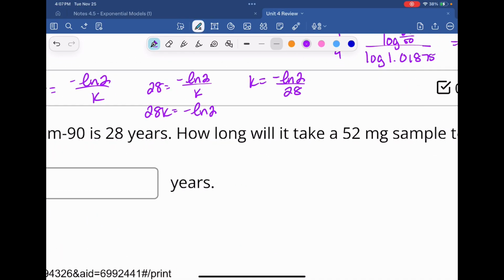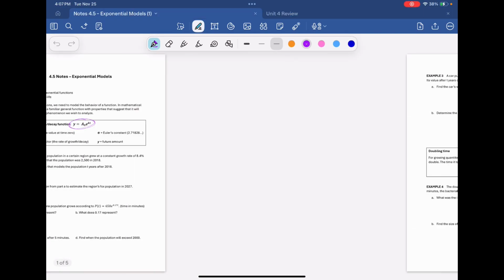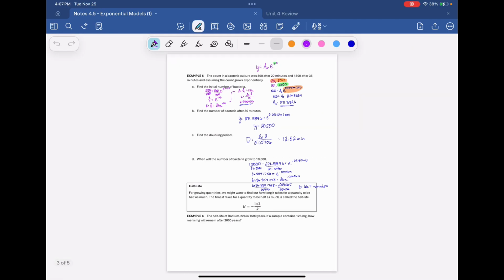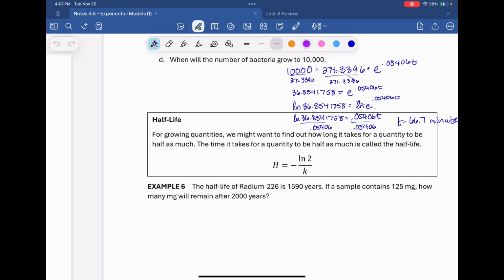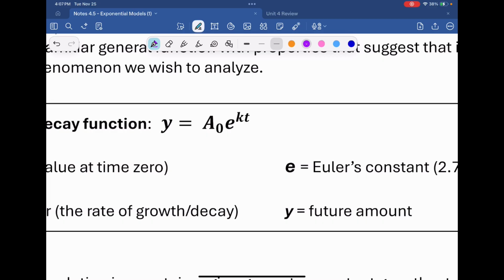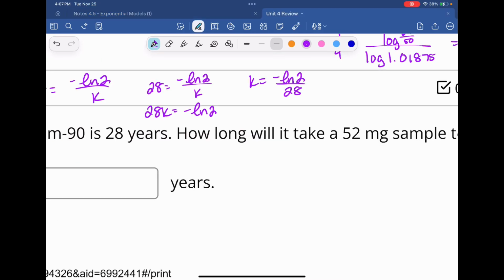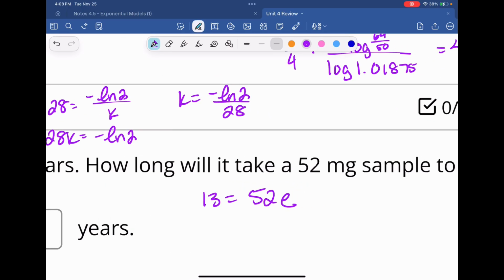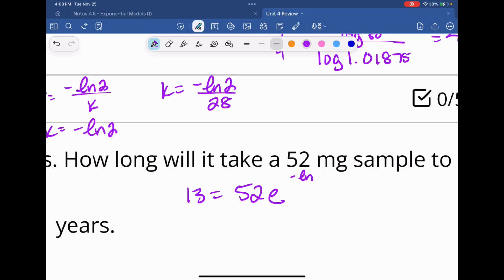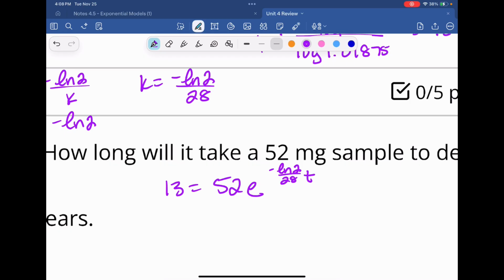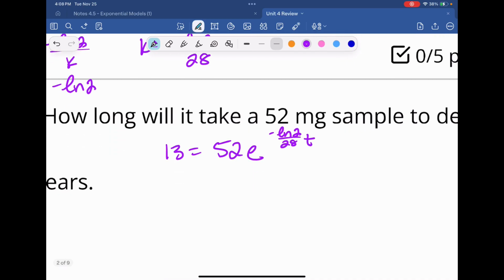And we're going to use this formula. By the way, half-life is in these notes too. So I'm using that formula. So I want it to decay to 13. It starts with 52, and the k is negative ln of 2 over 28, and we're looking for time. All right, so I'm going to divide by 52 first.